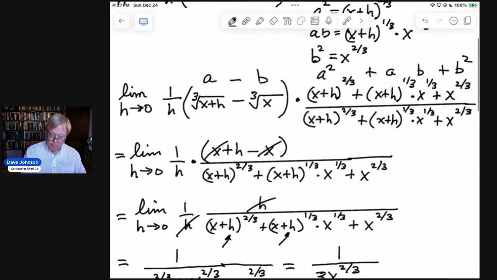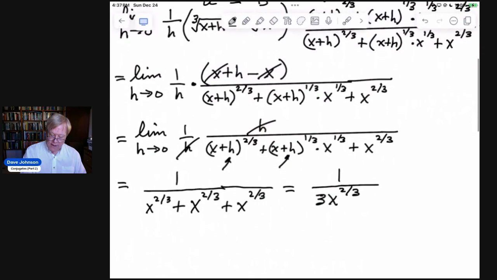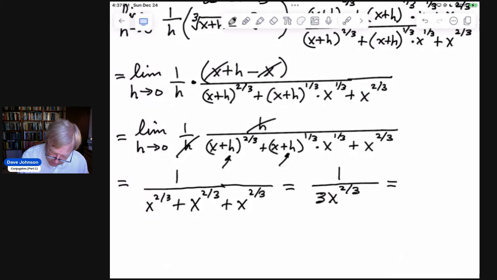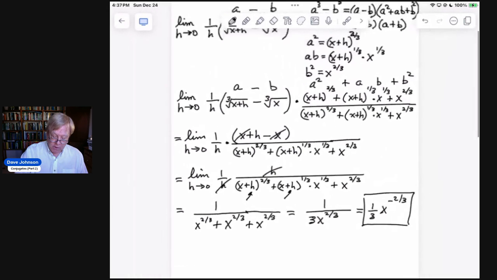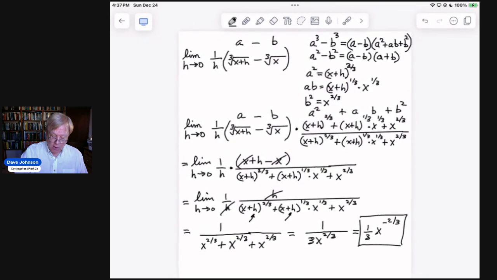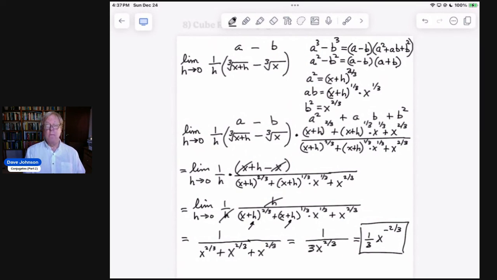Another way to write that would be 1/3 times x to the negative 2/3. And that's a nice way to write it whether you're just doing a limit or if you're doing the derivative when you get to that point in the course. And so that's our answer. So you can see that the cube root conjugate is a little different, but you just have to remember your difference of cubes. So memorize that formula and then apply it when necessary.